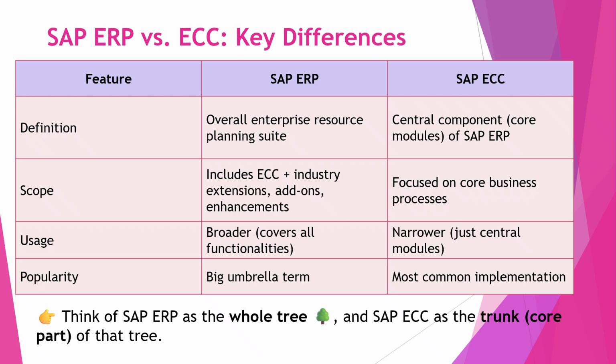You can see here the differences: definition, scope, usage, popularity. The definition: SAP ERP is the overall enterprise resource planning suite. ECC is the central component, the core module of SAP ERP. Scope: SAP ERP includes ECC plus industry solutions, while SAP ECC is focused on core business processes. Usage: SAP ERP is broader and covers all the functionality. SAP ECC is narrower, just central modules. Popularity: SAP ERP is a big umbrella term. SAP ECC is the most common implementation.